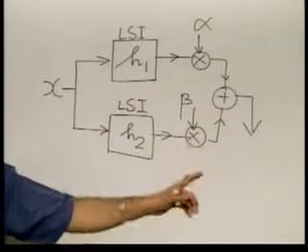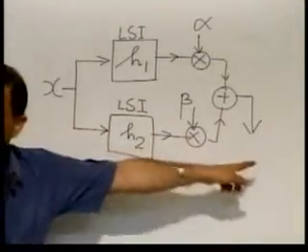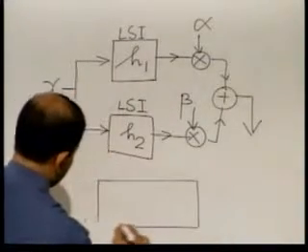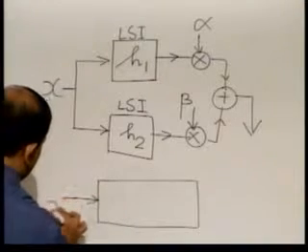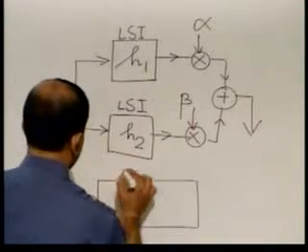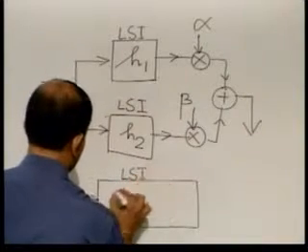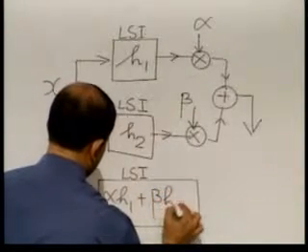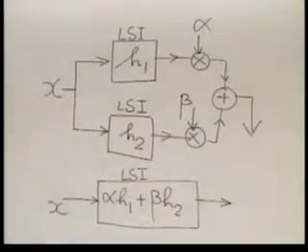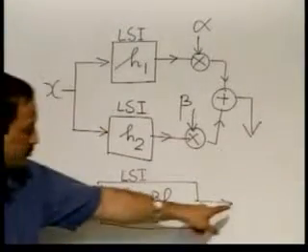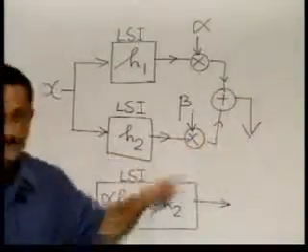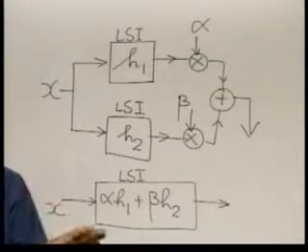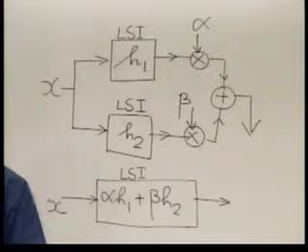Now the distributive property tells me that the output of this system is the same as the output of the following system. So the distributive property says the output observed here and the output observed here are the same. So these are equivalent. We say two systems are equivalent if they have the same input output relationship.